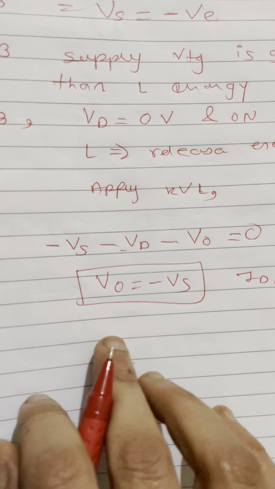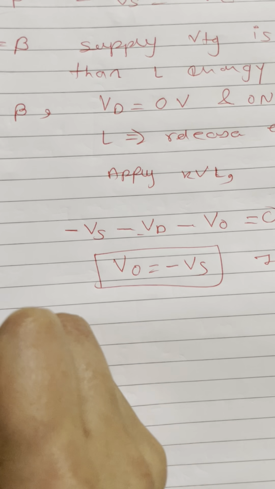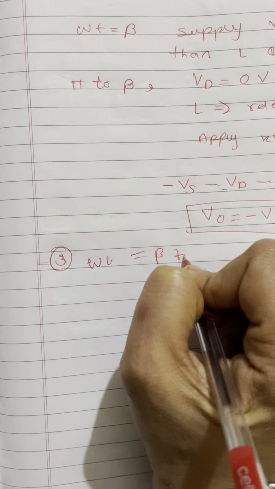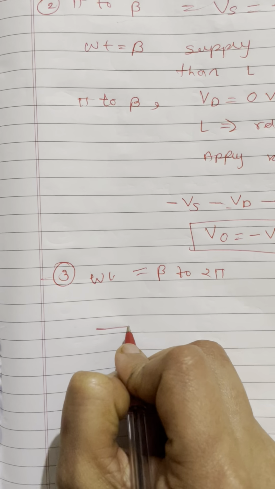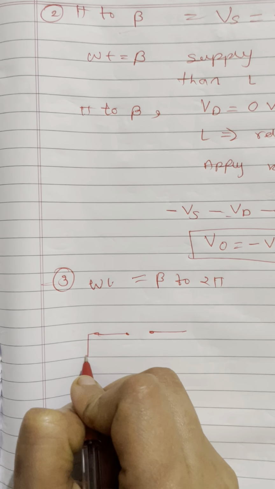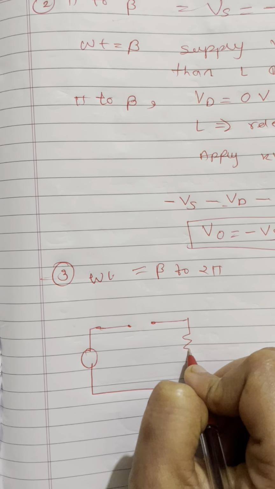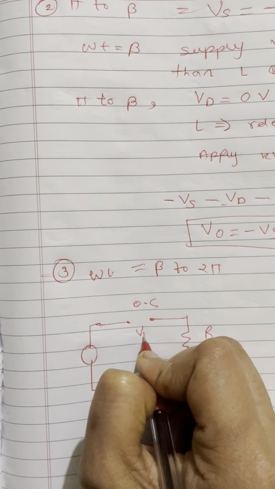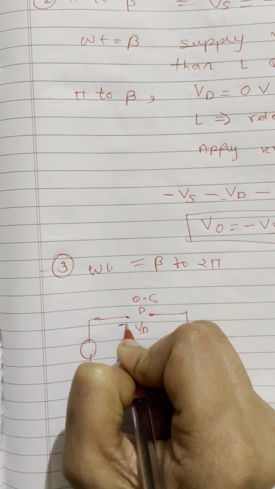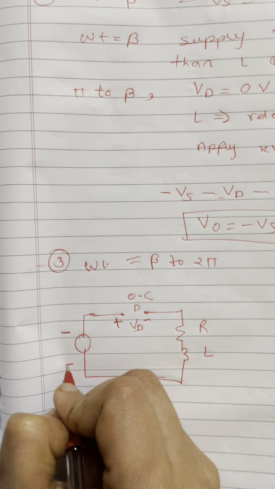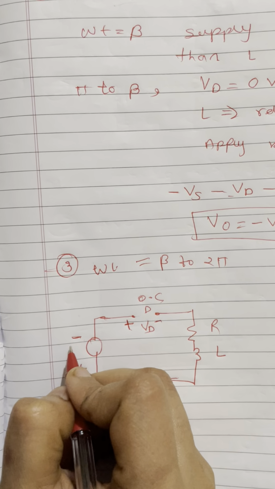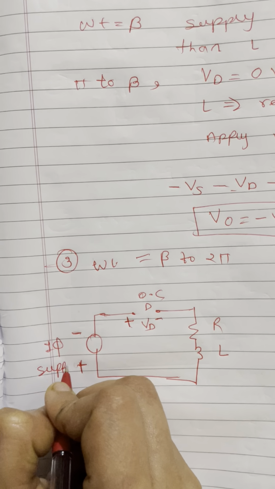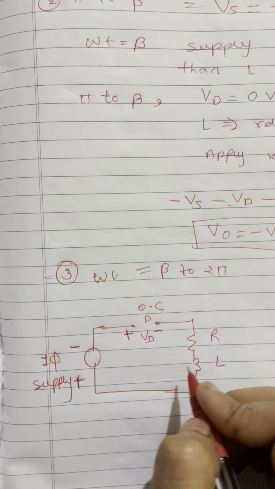Then the third case, from omega t is equal to beta to 2 pi. In that case, the diode will be open circuited. It acts like an open circuit across the resistance and inductor, the RL load. This is the diode D with its voltage VD, positive and negative, and the supply voltage will be in the reverse direction. So the higher potential will be negative and the lower potential will be positive. This is the single phase supply, and this is the RL load.